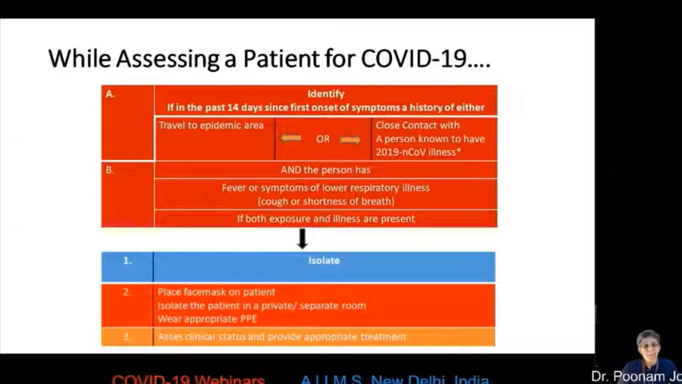patient. These patients should have a face mask on. Isolate the patient in a private or separate room. Wear appropriate personal protective equipment while providing care to these patients. Continue to assess their clinical status and provide appropriate treatment.